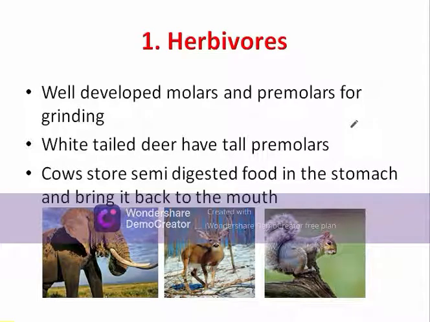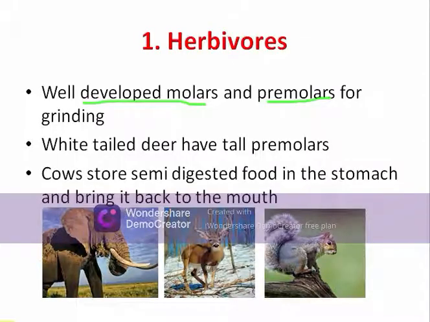Now we will discuss the types of consumers one by one: herbivores, carnivores, and omnivores. Herbivores are the animals that depend only on plants. They have developed molars and premolars for grinding.